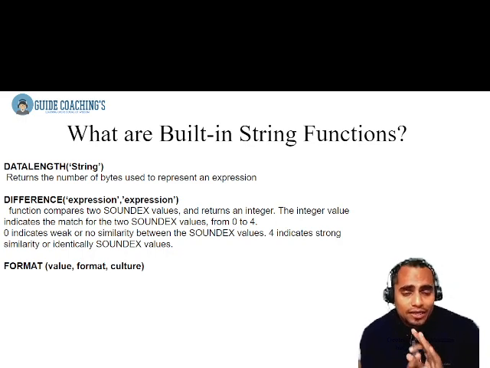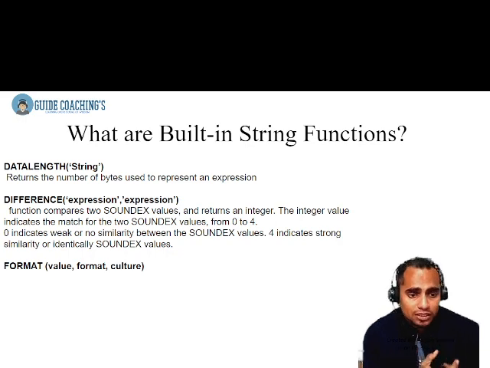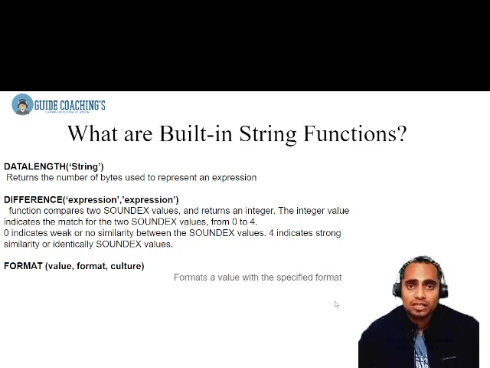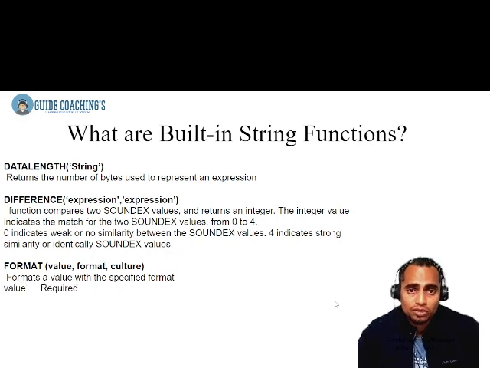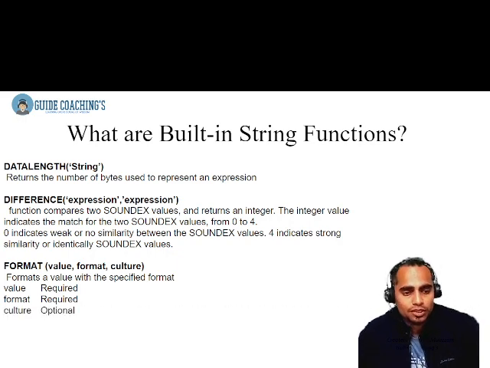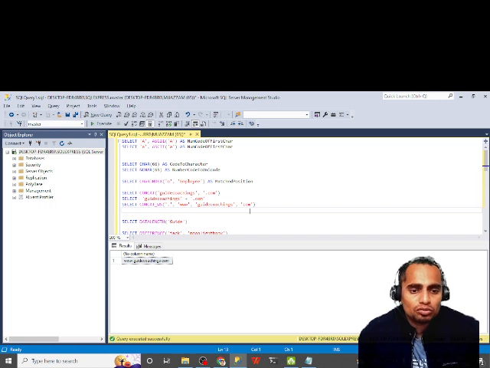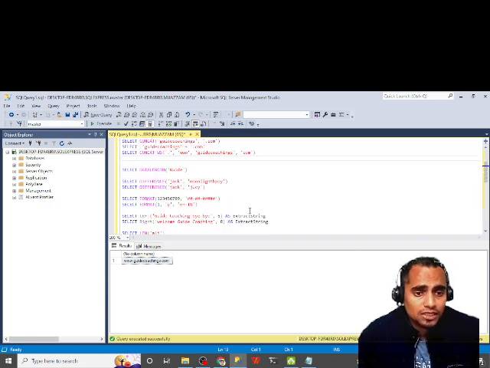Format contains three parameters. The first one is value, the second one is format, and the third one is culture. Over here, two are required. Sorry, the value is required, then format is also required, and culture is sometimes optional, so you can use it or you can ignore it. Okay, so now we will go to our practical window and we will see how it works.